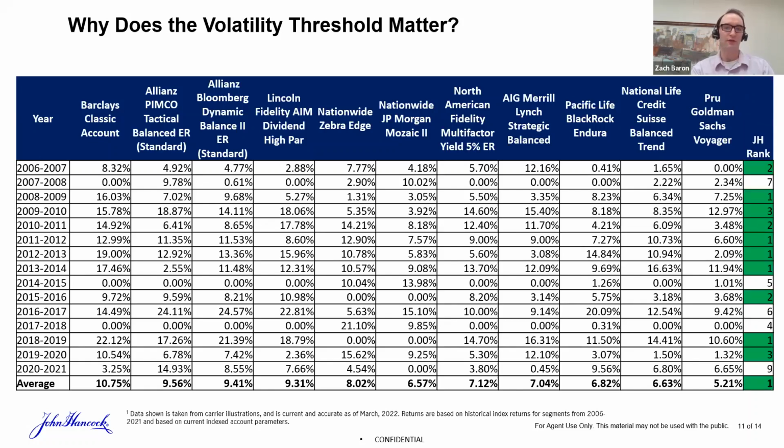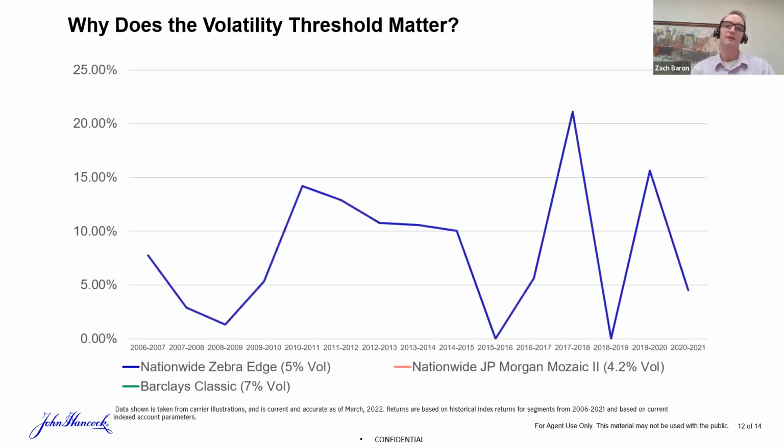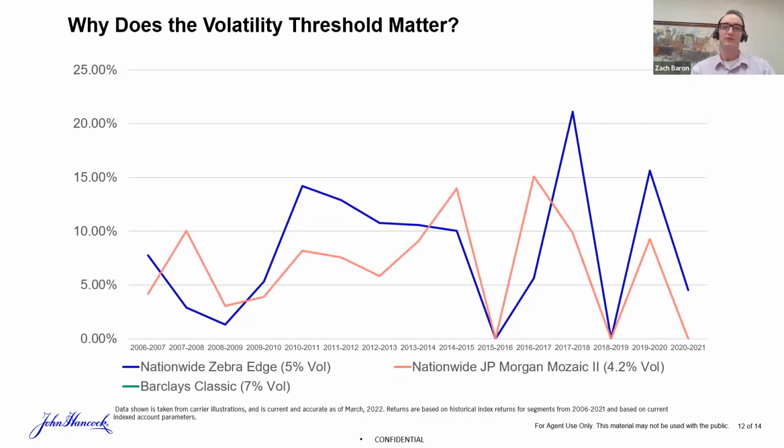And just to show a different comparison, I don't want to pick on Nationwide, but they're a good example because they have two different accounts that have different volatility thresholds. One's at 5 and one's at 4.2. And just looking at the graphic, almost like we did with caps, right? Here's their one with a 5% volatility threshold, and here's their one with 4.2. It's really striking. It's almost like the old cap comparison, right? They track each other, but they're just lower.